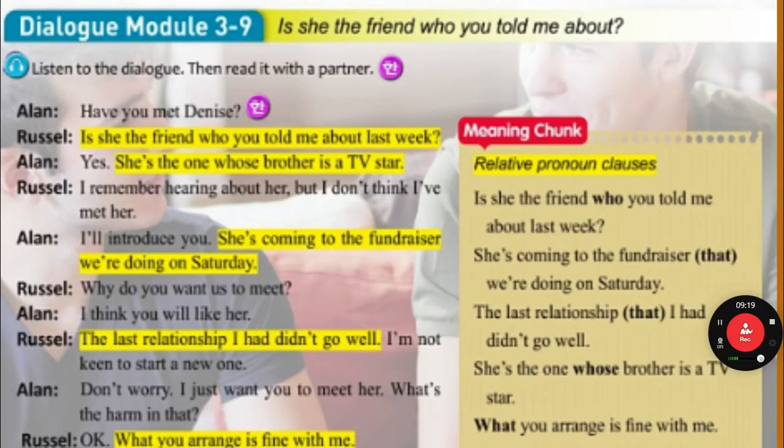Okay, notice the that's are in parentheses. We usually don't say the that anymore. Okay, fundraiser that we're doing on Saturday. We usually don't say it, but it's implied. If you're writing formally, you use it. If you're just speaking to your friend, you drop the that.